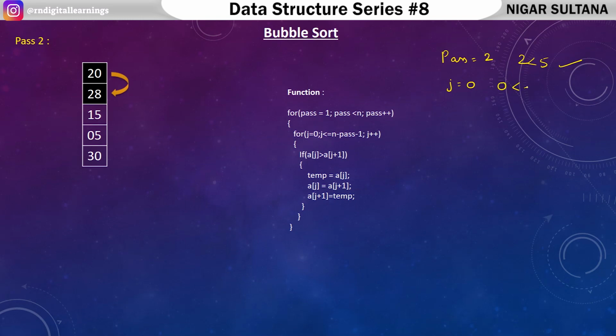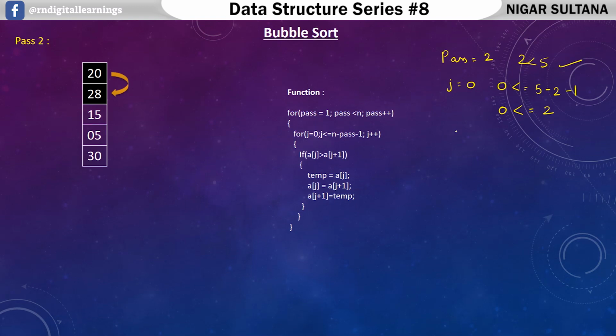Is 0 lesser than or equal to, what is n? N is 5 minus, what is the pass value? 2 minus 1. What is 5 minus 2 minus 1? It is 2. 0 lesser than or equal to 2. That means I must iterate this j loop until 2.